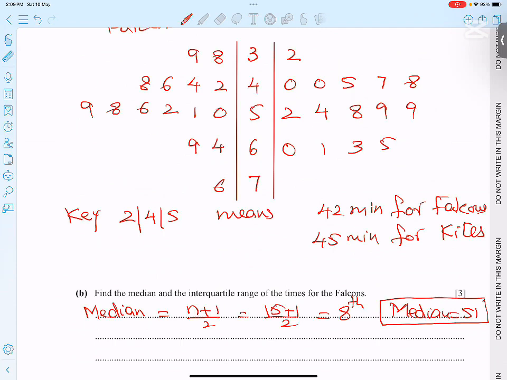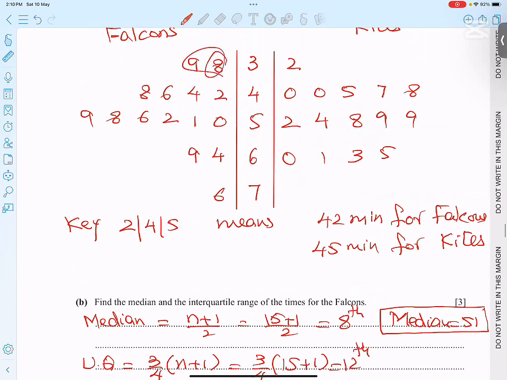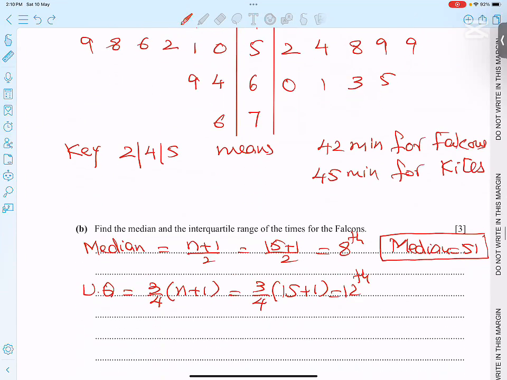Let's talk about the interquartile range. First of all, I'm looking for the upper quartile. The formula is 3/4 of (n plus 1). So 3/4 of 15 plus 1, 16, 16 divided by 4 times 3 is 12. So the 12th term: 1, 2, 3, 4, 5, 6, 7, 8, 9, 10, 11, and 12. So 59 is the upper quartile. I'm writing here, upper quartile 59 minutes.